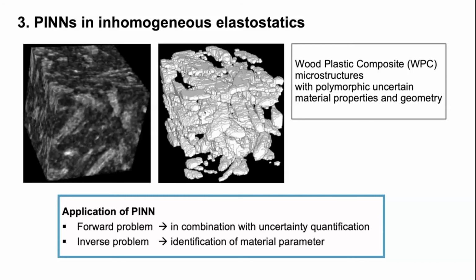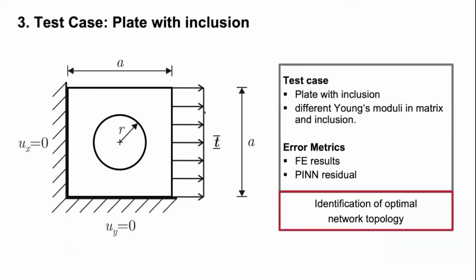But what I want to focus on here on the next slide is rather to show you some implications which arise with the fact that we are dealing with a global ansatz function. And for that, we are using a simple test case, a plate with an inclusion. We have different Young's moduli in the matrix and the inclusion. And so it's basically an inhomogeneous problem.